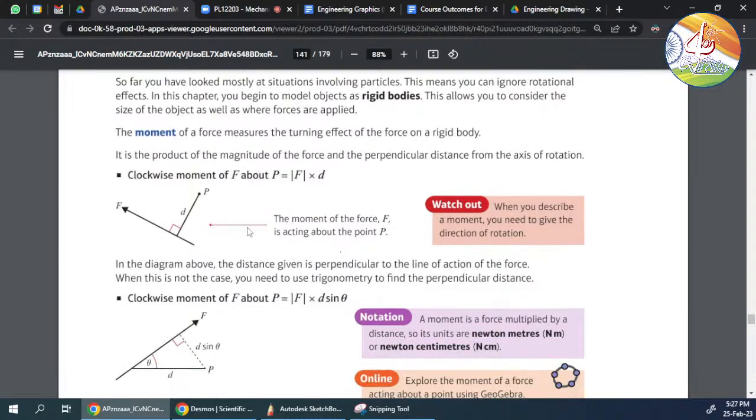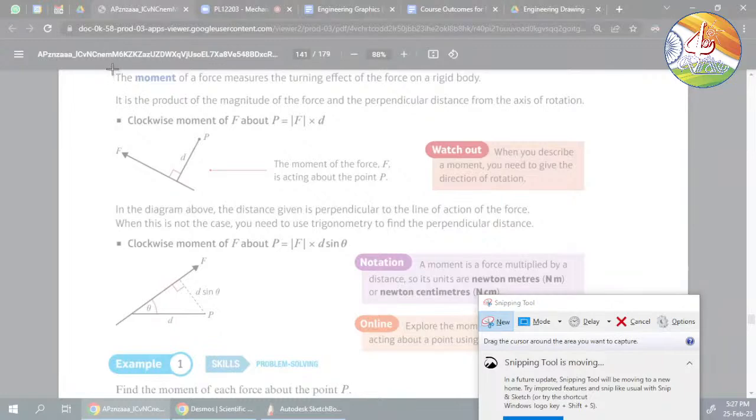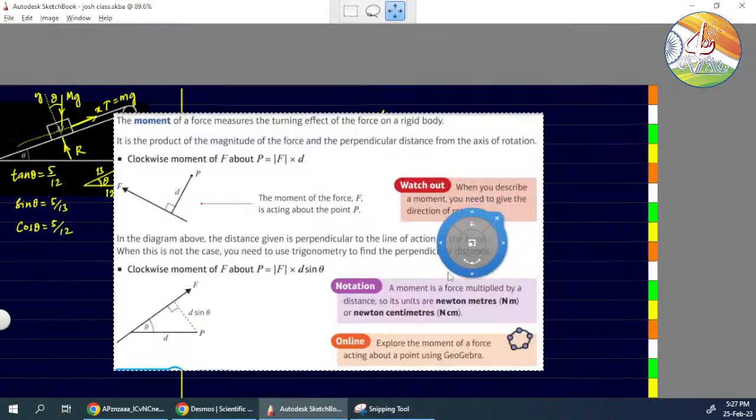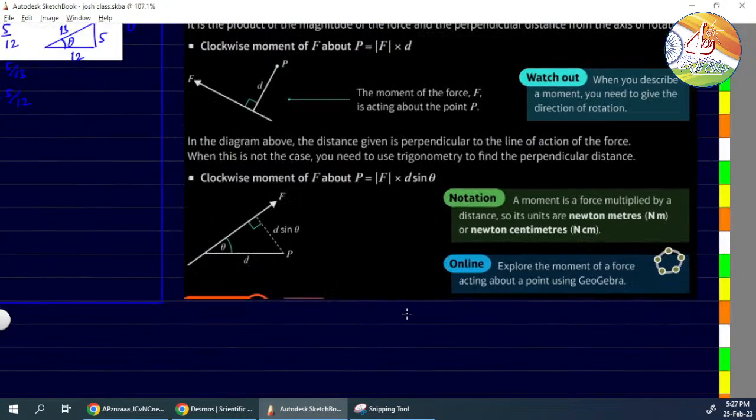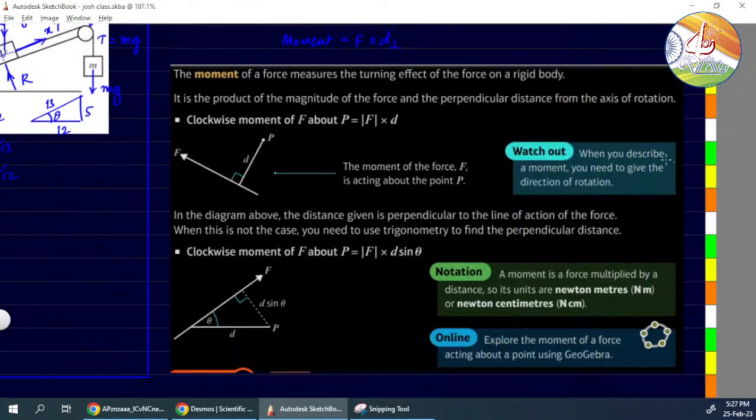Okay, so there are a few things which require explanation here. Okay, let's take this here. Moment of a force measures the turning energy, then clockwise moment. So if this is the point P, and you want to find the moment about the point P, then you have to take the force, the magnitude of the force. That's what is represented here. Fine, this is the magnitude.